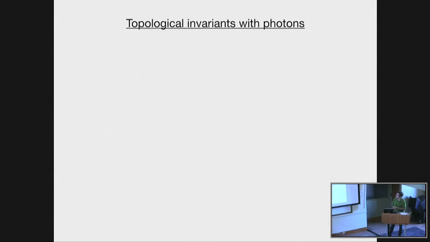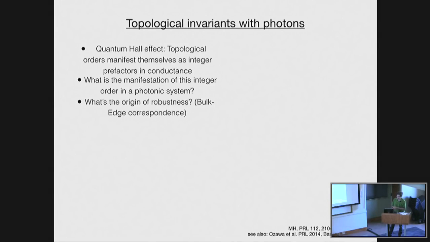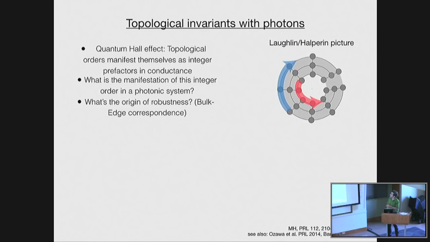Fractional quantum Hall. So now, no, sorry, just measuring, that was actually wrong. Measuring topological invariants with photons. What's the manifestation of these integer prefactors in conductance for photonic systems? Because the transmission goes from 0 to 1. So what is quantized here? What is the integer? We go to Laughlin and Halperin's picture.